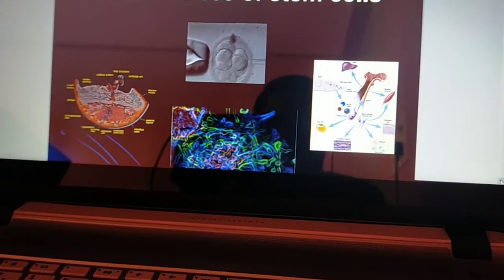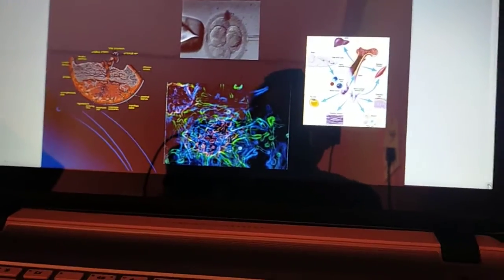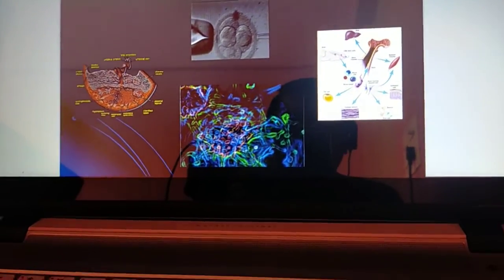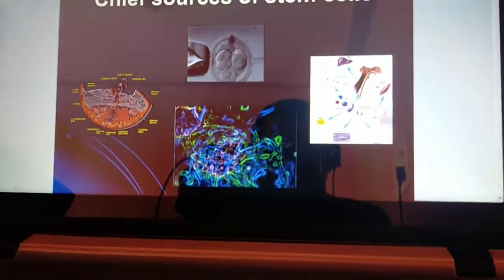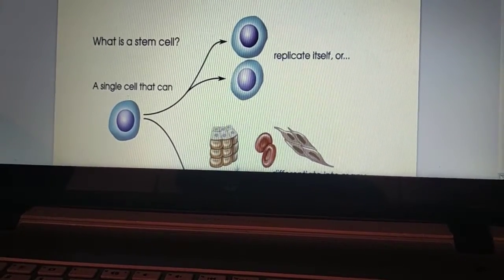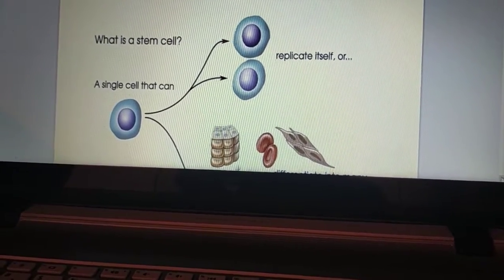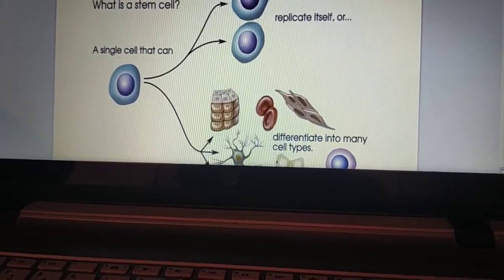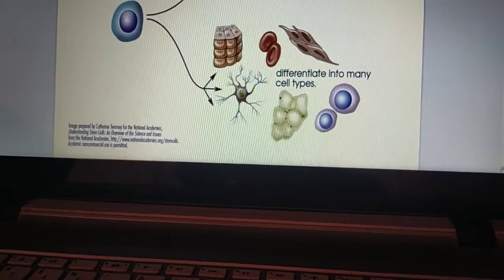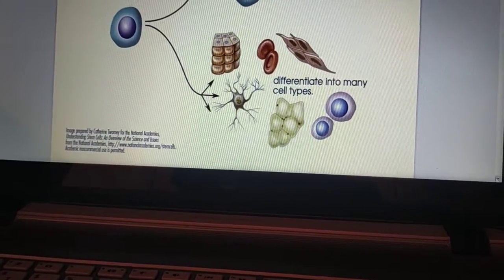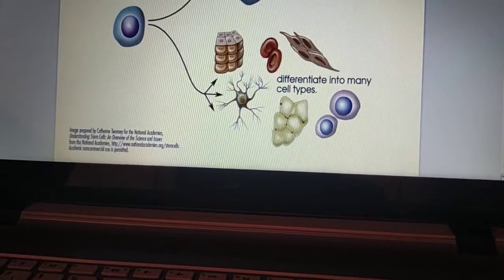Chief sources of stem cells. Here are the sources of stem cells: placenta, embryo, bone marrow, adipose tissue. What is a stem cell? A single cell that can replicate itself or differentiate into many cell types, like muscle, neuron, and heart cells.